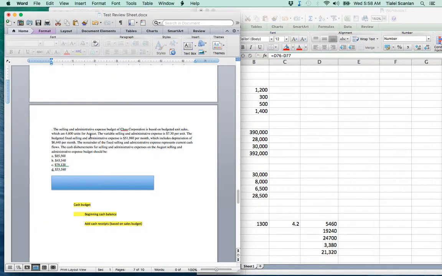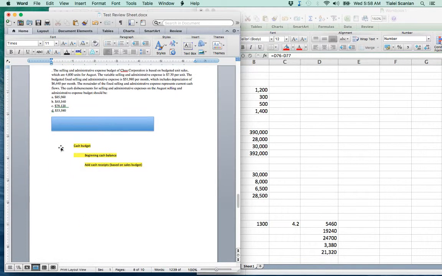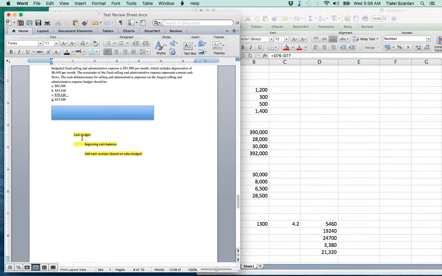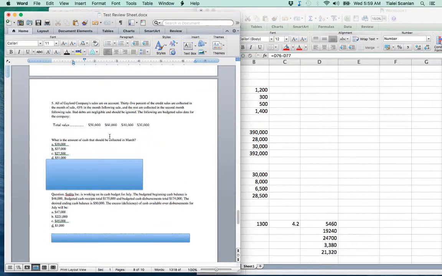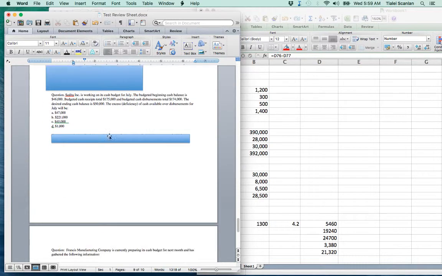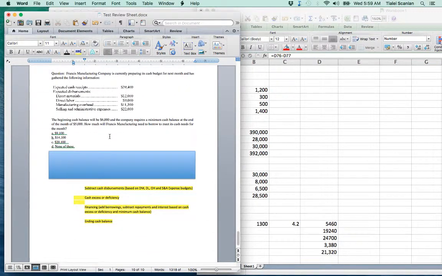Yep, and so same thing with here, you'll times the 4,600 times it by the variable aspect, add our fixed component, and then take out our depreciation. And so moving on to our cash budget, you'll start with the beginning cash balance, add our cash receipts, and then these are practice problems. So add the receipts minus the disbursements.